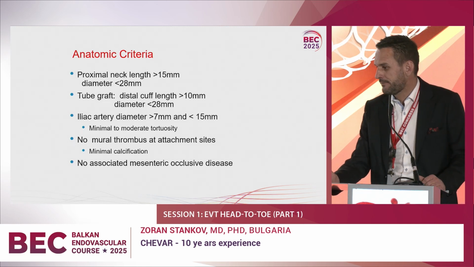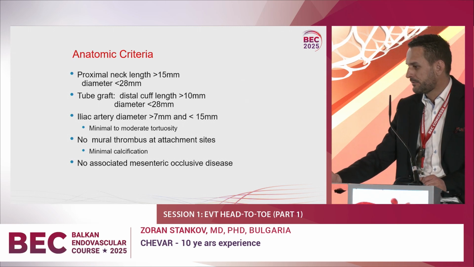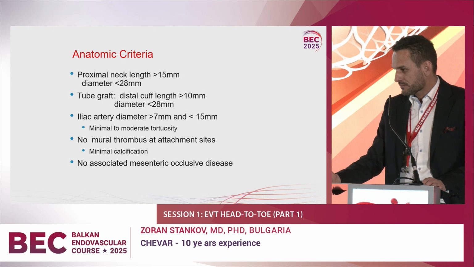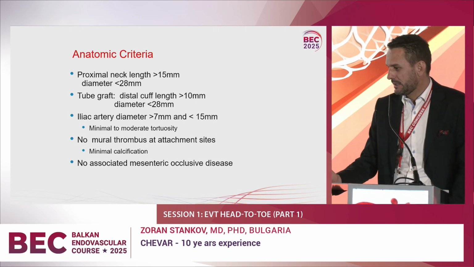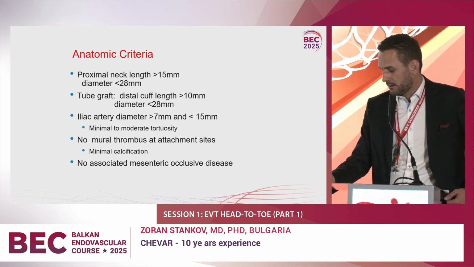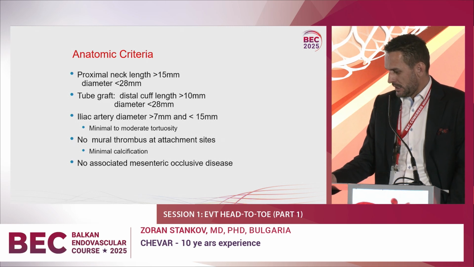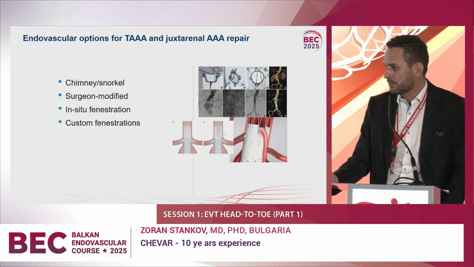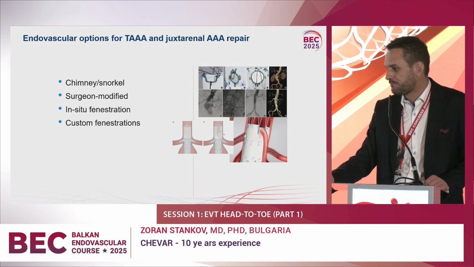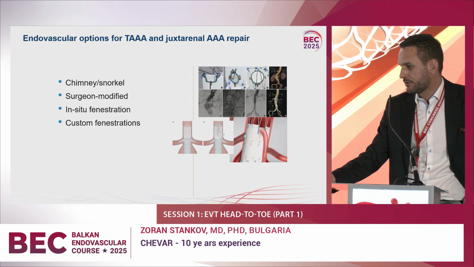It is necessary to have a proximal neck of minimum 15 millimeters. The diameter of the aorta must be 28 millimeters, not more. This is a perfect patient, but in our practice, not all patients come at the perfect time with the perfect parameters for the intervention. For that, we have some options. This patient does not have perfect parameters for the AAA. For that, we can use the chimney or snorkel technique.